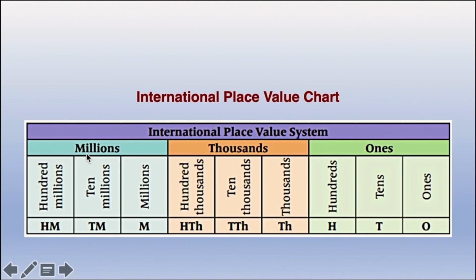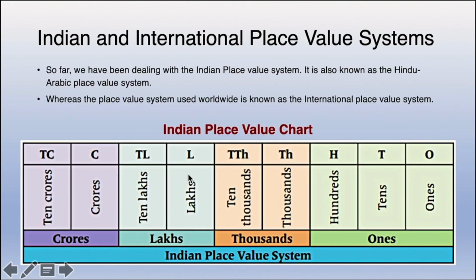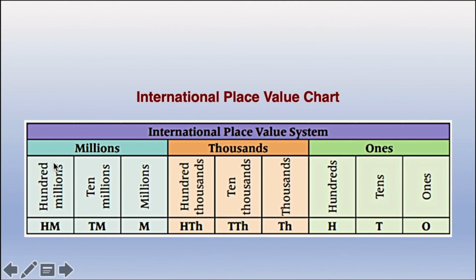Then this millions period is not present in the Indian place value chart. Instead we have the lakhs period and crores period. We do not have the millions period. So this consists of the places millions, 10 millions and 100 millions. And these are the letter symbols to denote the places.